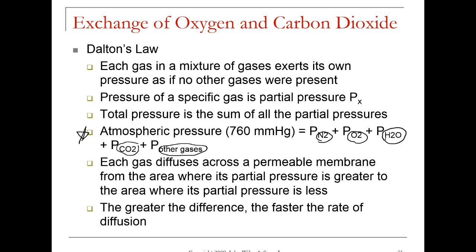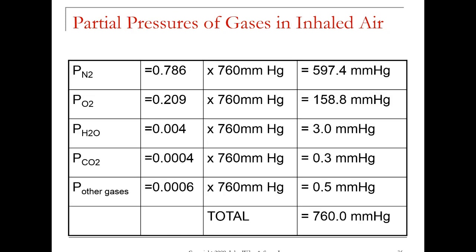So let's have a look at how we calculate all these various partial pressures by looking at a table of them. So here's a table of our partial pressures, beginning up at the top with the partial pressure of nitrogen. That's N sub 2. So that's molecular nitrogen.